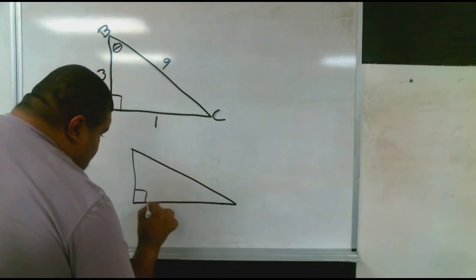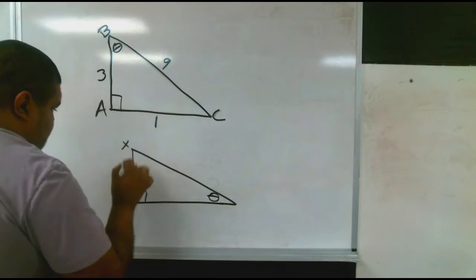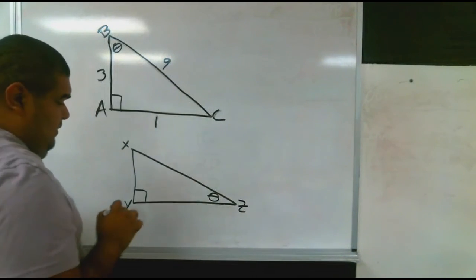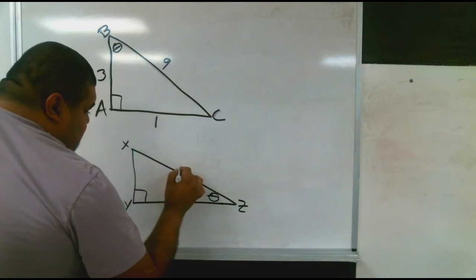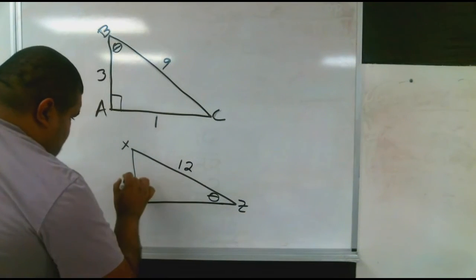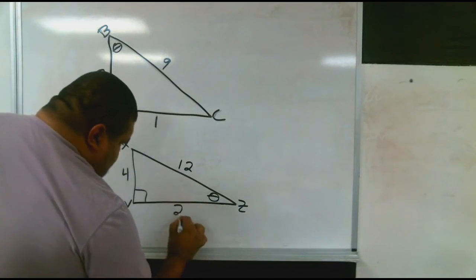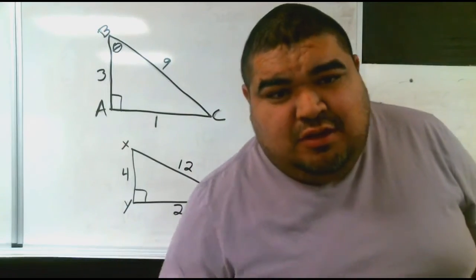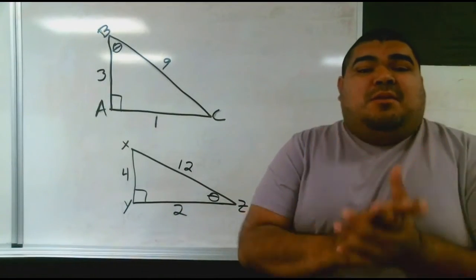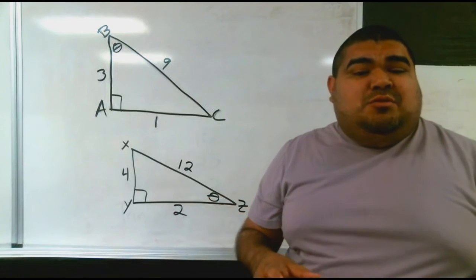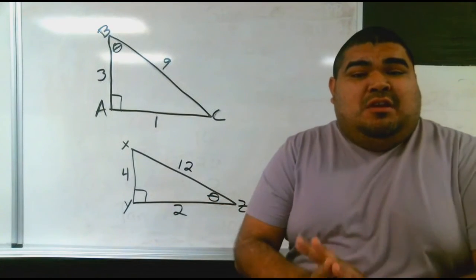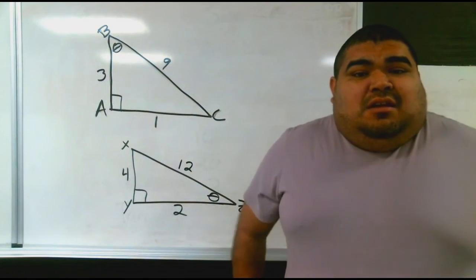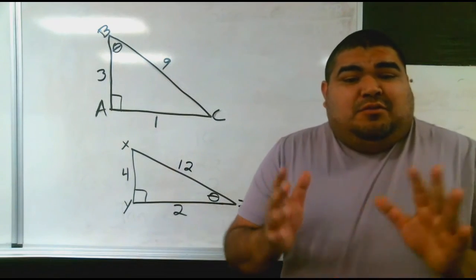I'm also going to do one more. This time, theta is over here. We have x, y, and z, with 12, 4, and 2. Again, remember, you have two triangles. You have to label them, and tell me which ones are opposite, adjacent, and hypotenuse. Also, give me sine, cosine, and tangent for theta. You don't have to solve for it. All you have to do is plug it in.